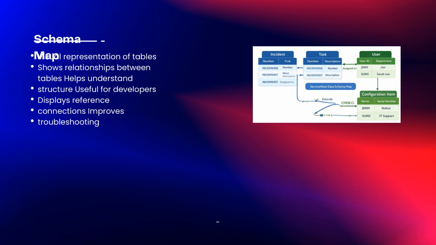It also displays reference connections, showing how tables are linked through keys and relationships, which is crucial for ensuring data integrity. And of course, having this map helps improve troubleshooting because you can easily pinpoint where issues might be originating within the database structure. Overall, this schema map is a powerful tool.